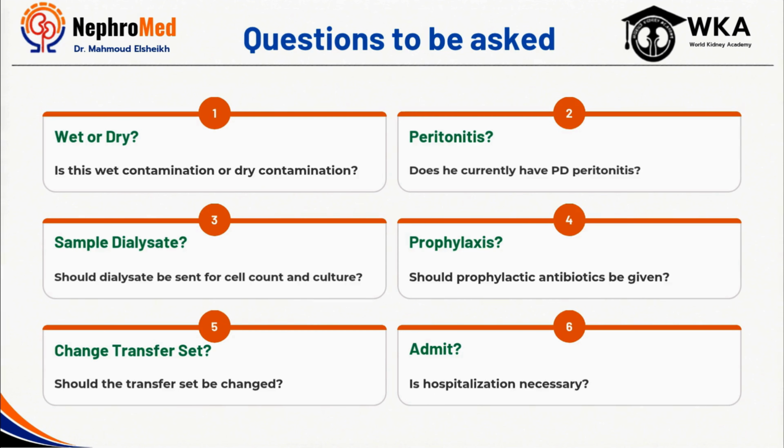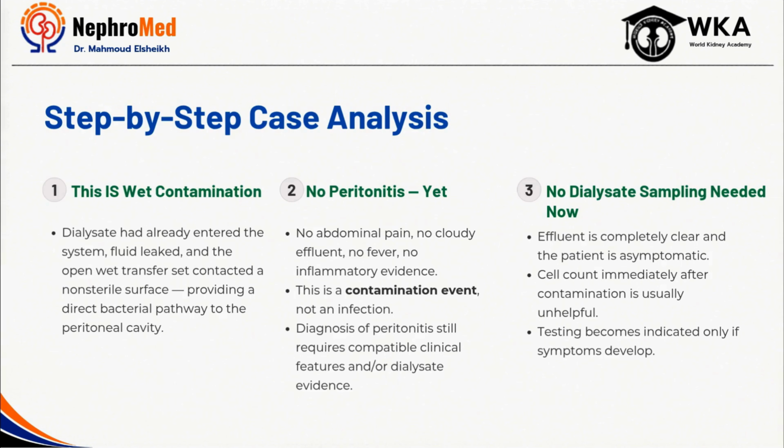And finally, does this patient need hospital admission? Can he be managed safely as an outpatient with education and close follow-up, or is there any indication for inpatient observation? These six questions form a practical framework for approaching any contamination event in peritoneal dialysis. If you can answer them systematically, you will be able to manage almost every case with confidence. Let's answer our questions one by one and build the management plan step by step.